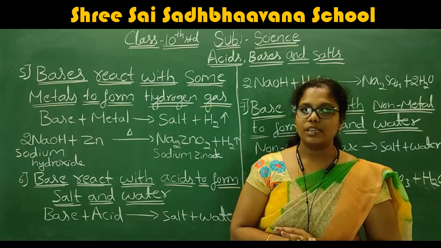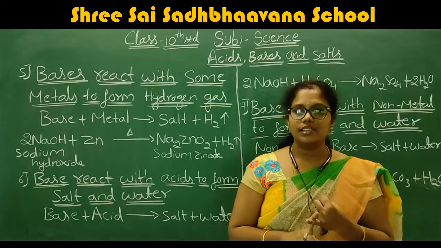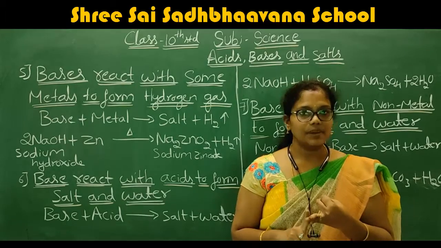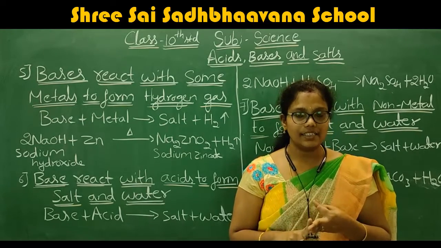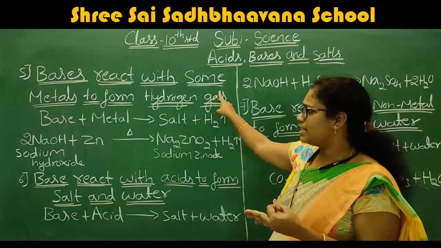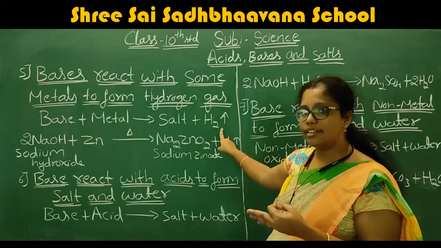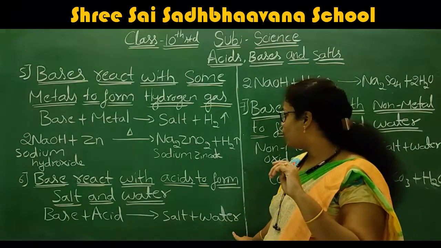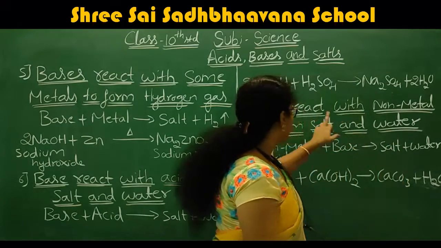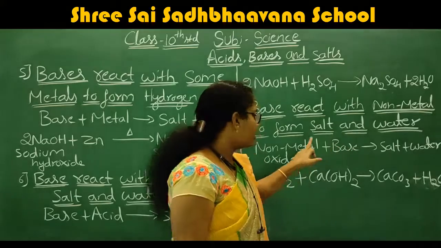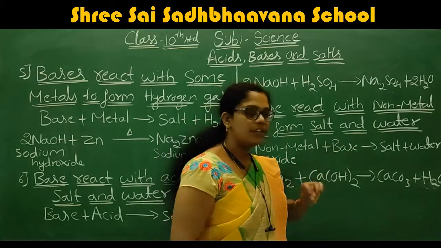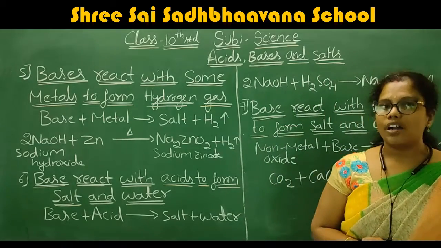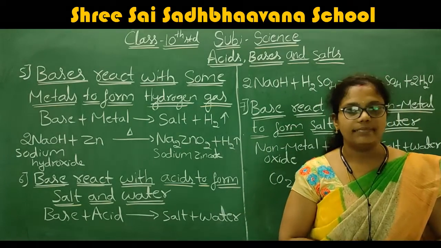What are the properties of the bases we discussed? The first is that bases are bitter in taste. They turn red litmus paper blue. They conduct electricity in solution. Bases react with metals to form salt and hydrogen. Bases react with acids to form salt and water. And if bases react with non-metallic oxides, they form salt and water. These are some of the important properties we discussed for the bases.